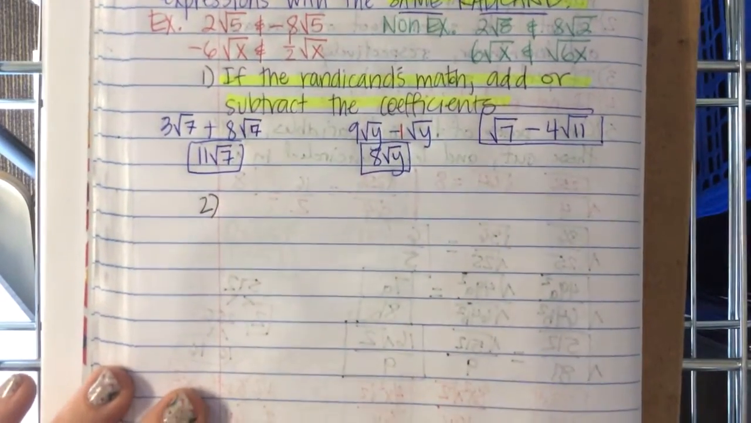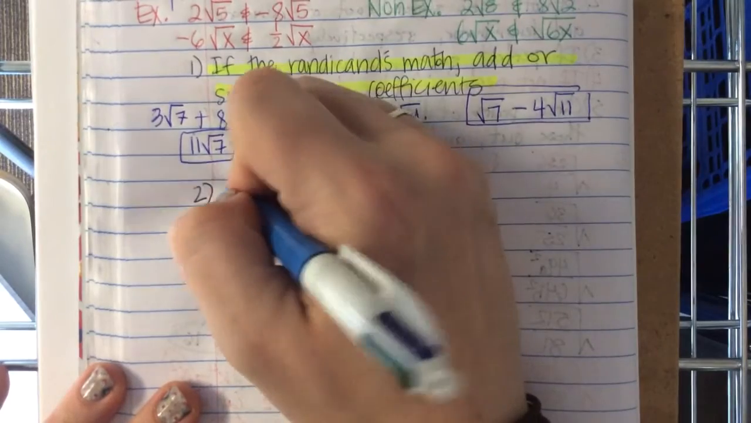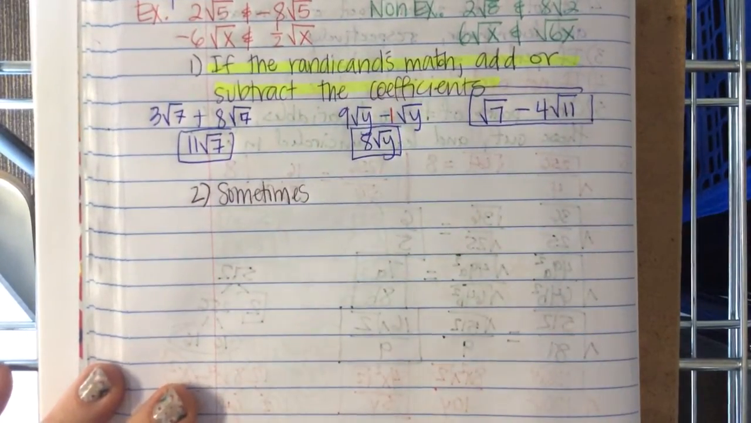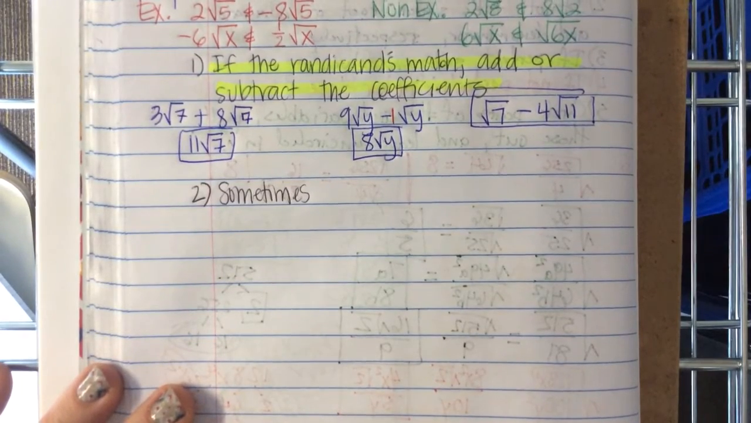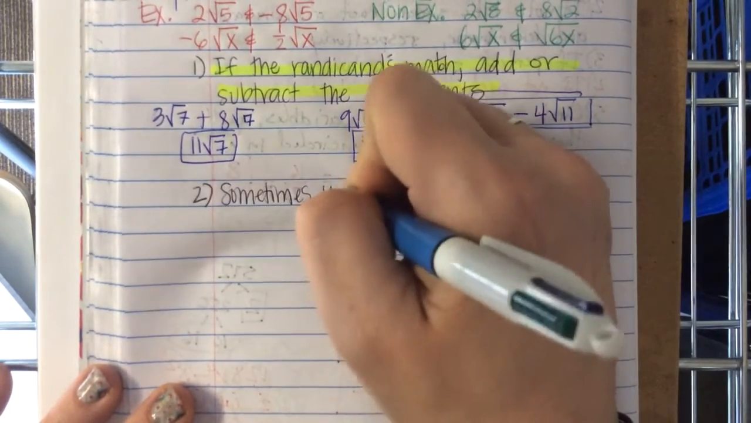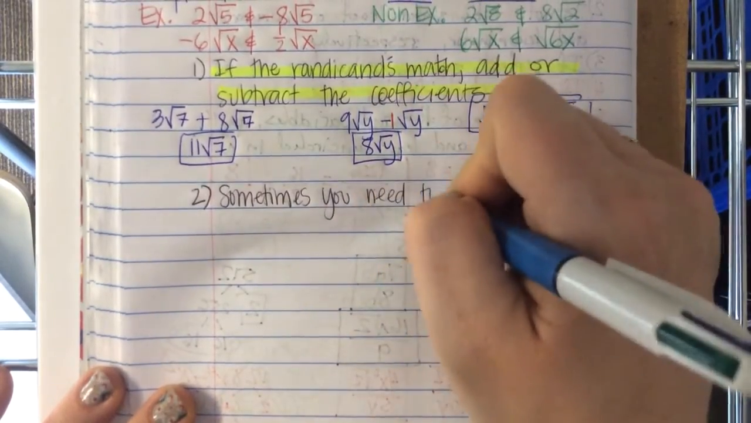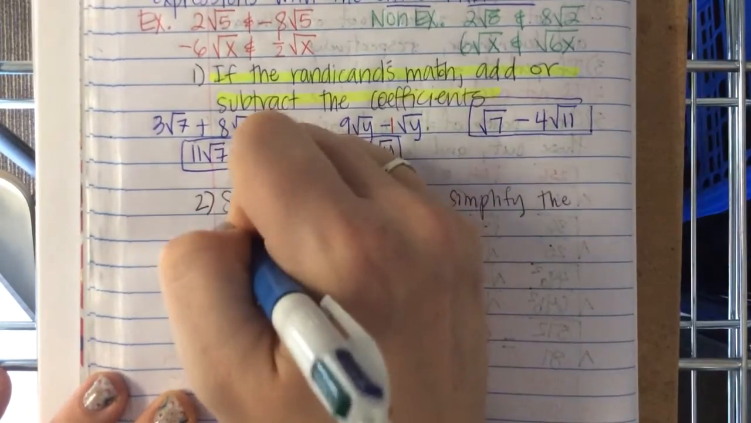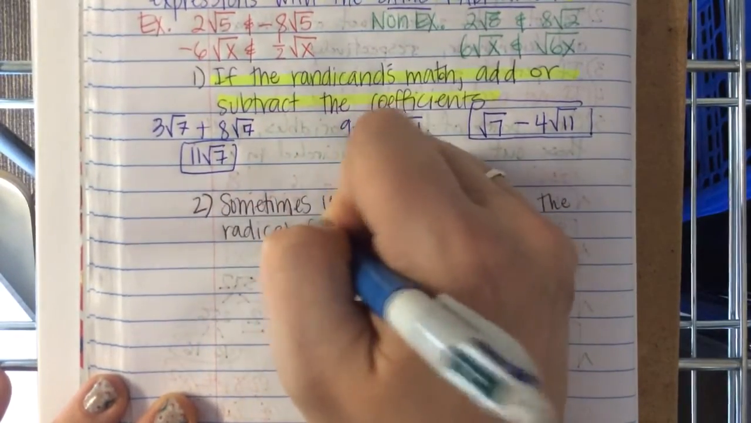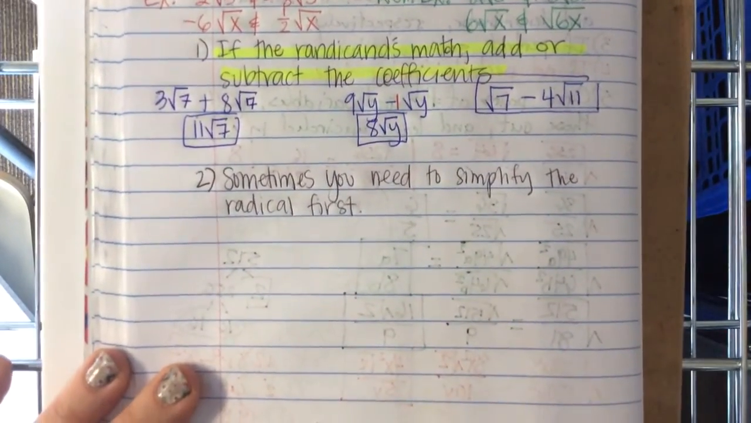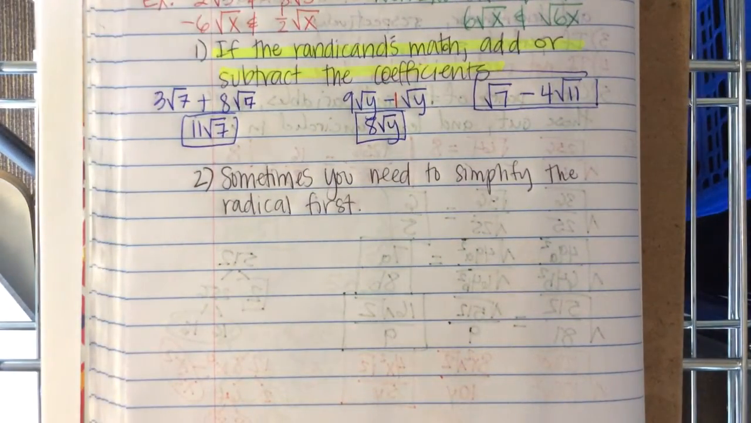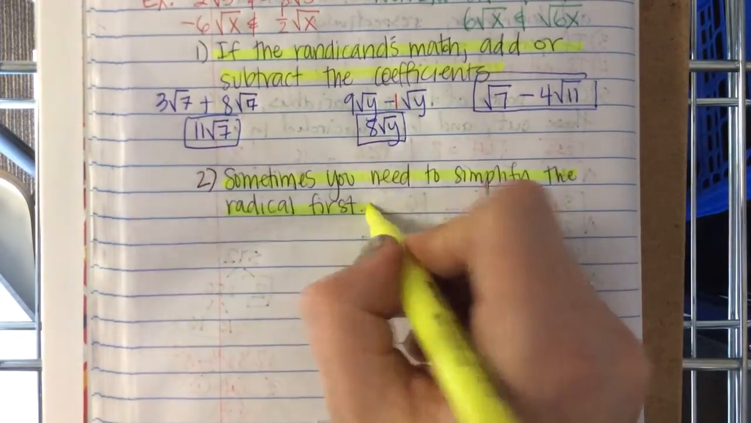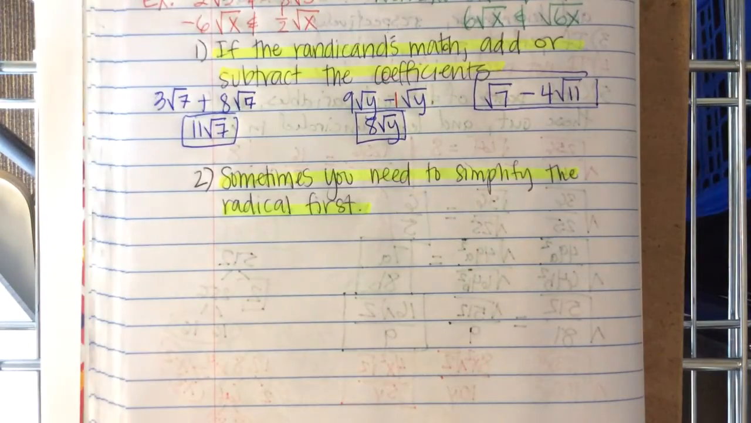Problem type number 2. Sometimes, 50% of the time, 75% of the time, you need to simplify the radical first. Sometimes they're not that easy. You can't just look at them and do it. Sometimes you need to simplify the radical first.